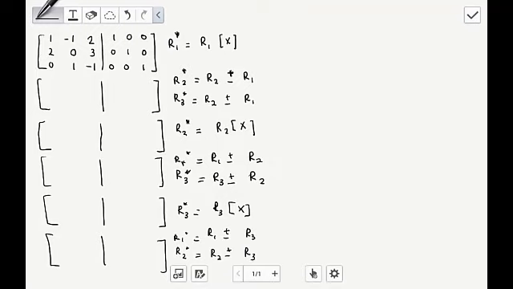The template starts with row 1 involving multiplication, followed by row 2 and row 3 involving addition or subtraction. Followed by row 2 multiplication, and then row 1 and row 3 addition or subtraction. Next, row 3 multiplication, then row 1 and row 2 addition or subtraction. If you prepare your template, it will be easy for you to solve the question.